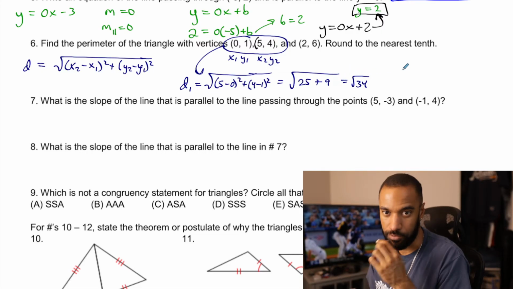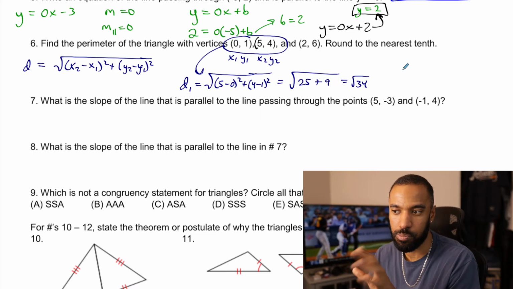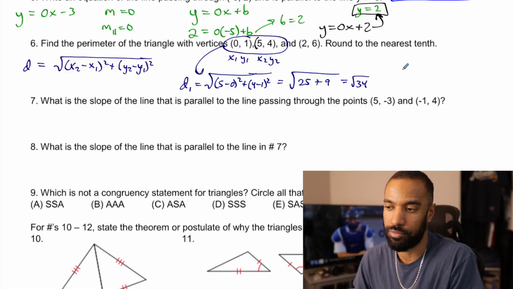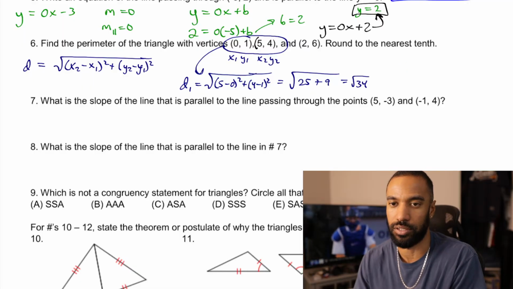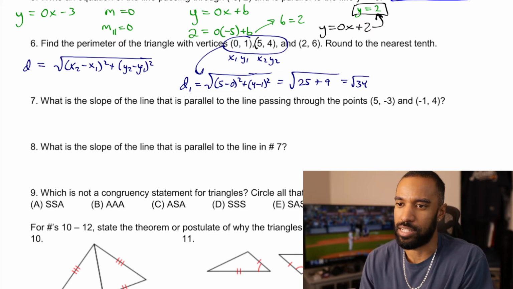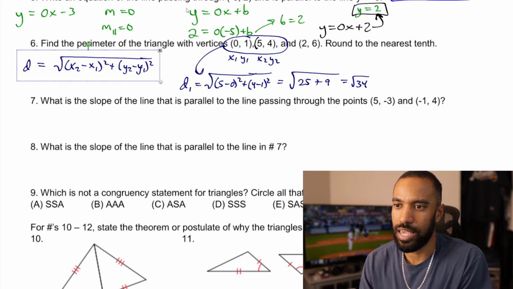Now, I'll leave it exact for now. We'll go ahead and round at the very end, but that's probably somewhere kind of close to 6. The square root of 36 is 6, so the square root of a little less than 36 is going to be a little less than 6. Maybe 5.8 or something. I don't really know. So that's one of my distances there. Let's find the other 2, right?